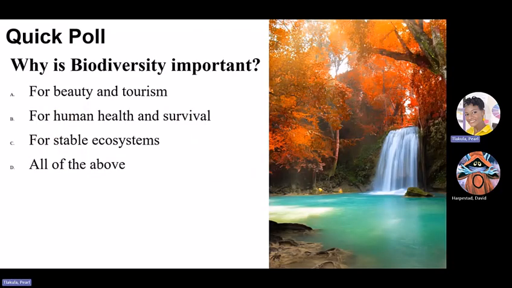So a quick question: why is biodiversity important? As mentioned, for me, it's for beauty and tourism. I like it, it's beautiful out there. When you look at the ocean, how beautiful it is. When you go to the Kruger National Park, you see the 5 big animals in our country, the lions, the giraffe, the elephants. It's so beautiful. For health and survival, for a stable ecosystem.